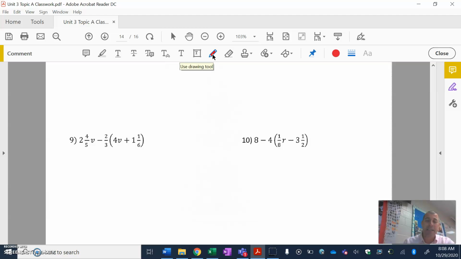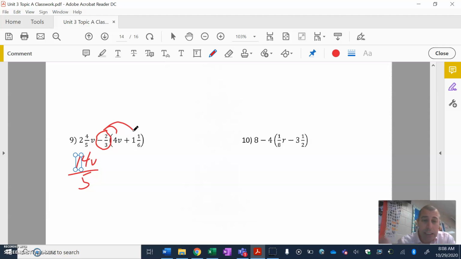Okay, so I see the mixed number, now an improper fraction. 5 times 2 is 10, 10 plus 4 is 14. So 14 over 5. The other thing I notice here is I've got a number up against parentheses, which means the distributive property. But that's not just a 2/3, that is a negative 2/3. I need to multiply it by everything that's there. So negative 2/3 times 4v.